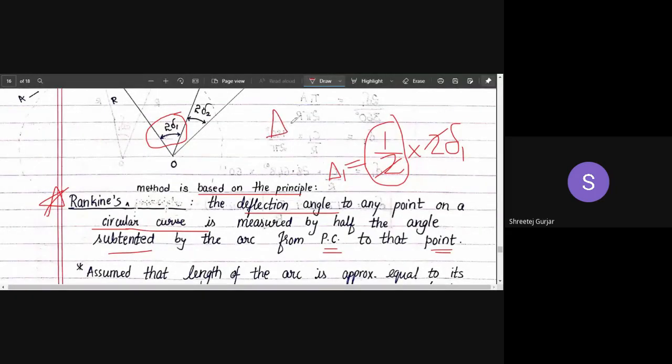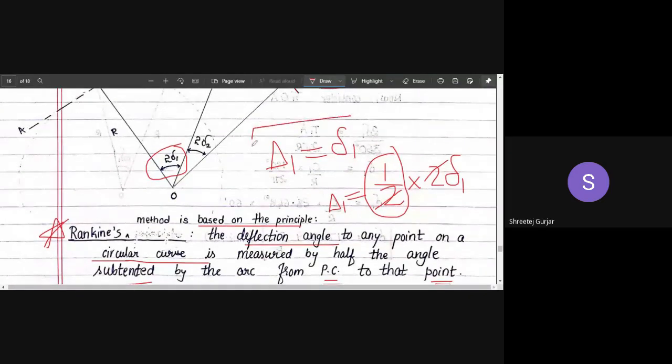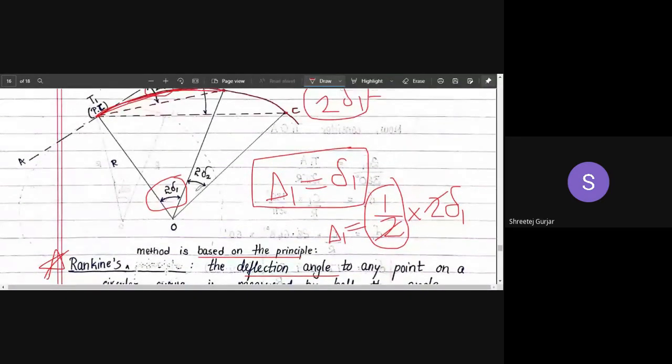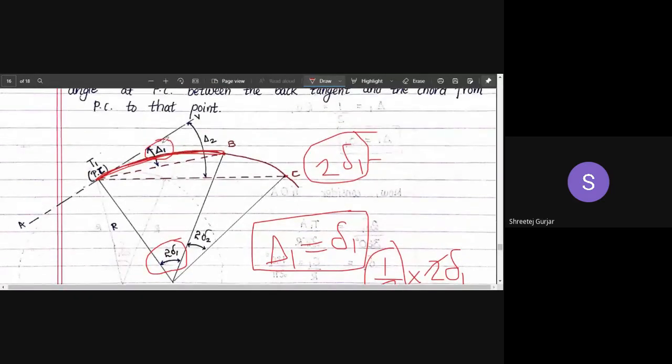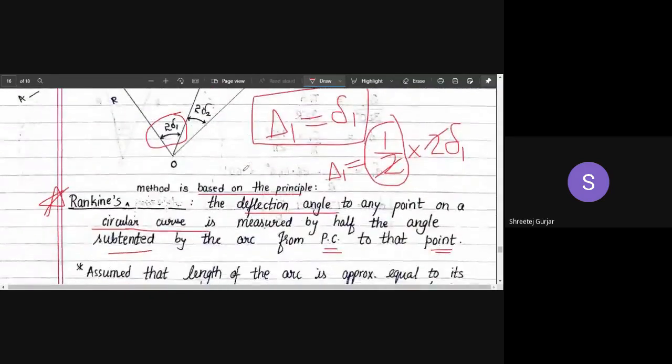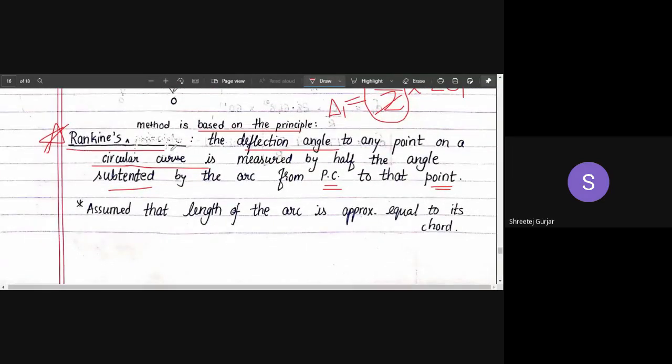So delta 1 is equal to what? Directly it is equal. Correct. So whatever is the angle over here, half of this angle is delta. If you multiply this angle by half, you will get your delta angle, that is the angle subtended. So this is the principle which Rankine used in his method.